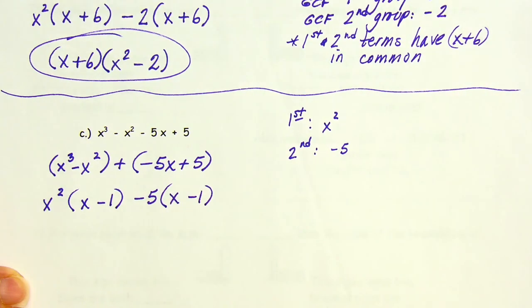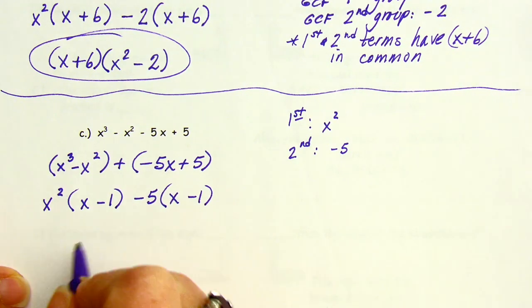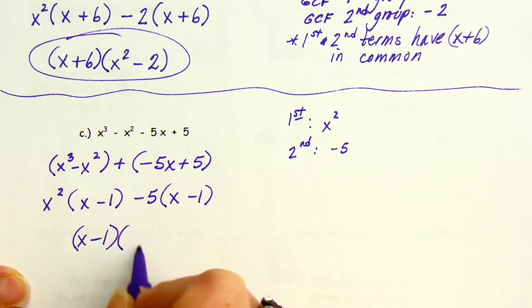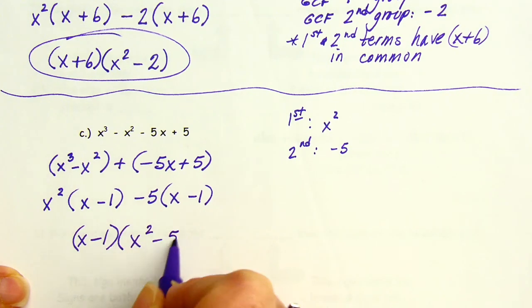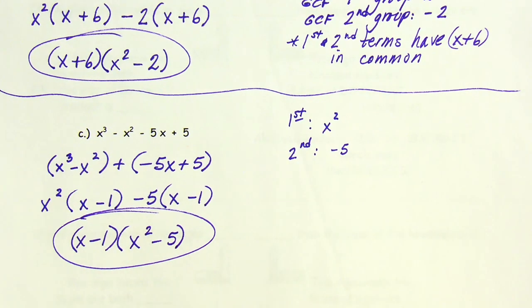Notice my 2 terms separated by this subtraction sign has an x minus 1 in common. It comes out 1 time, and what's left is x squared minus 5. And I'm finished factoring because this can no longer be factored. We were going to get into why something like this doesn't factor. I mean, look at it. They have nothing in common except 1, and the 1 is out there already.